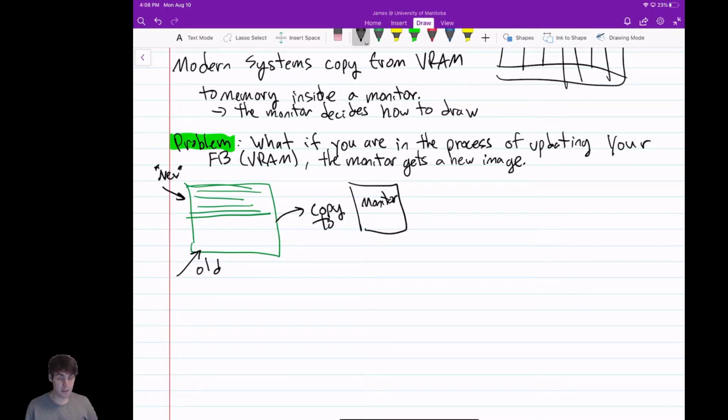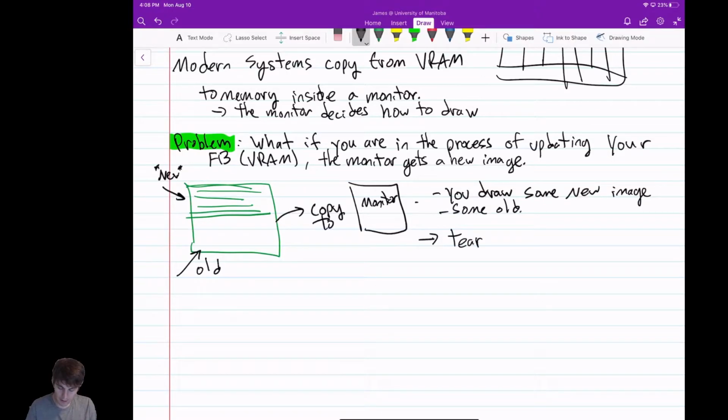So what happens is you draw some new image and some old. This is a problem that, if you play video games, you might be familiar with. It's called tearing. The reason it's called tearing is that you get this tear line across your display, where you can see the two images meet.